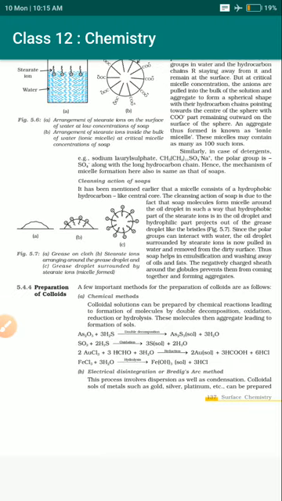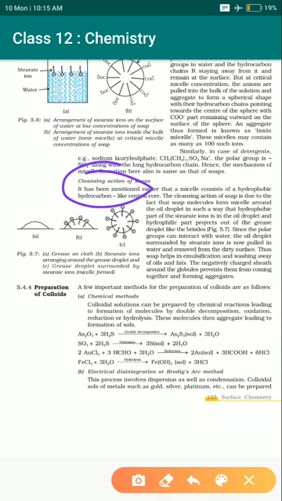In the previous class, we discussed how colloids are formed and what the cleansing action of soap is. In today's class, the chapter's topic is the preparation of colloids. How can you prepare colloids?